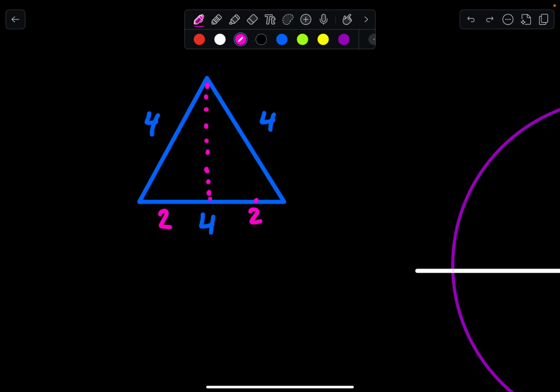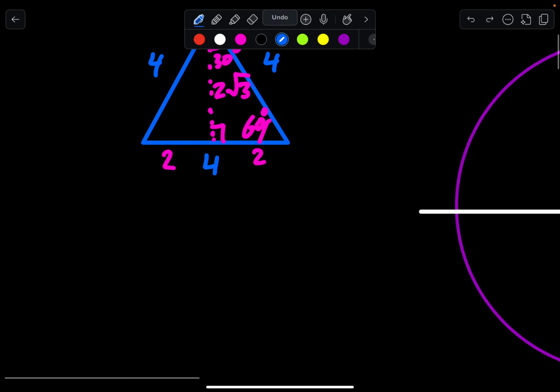So that means that this is 60, this is 30, and this is 90, meaning that the altitude of this triangle is equal to 2√3, because it's just the bottom number multiplied by √3. So with this new knowledge, we can write the area of the whole triangle as such.